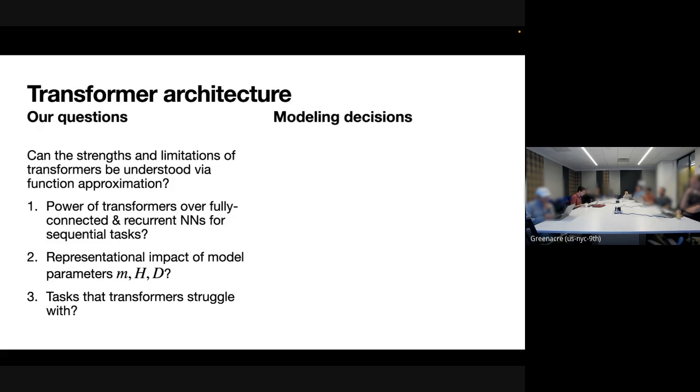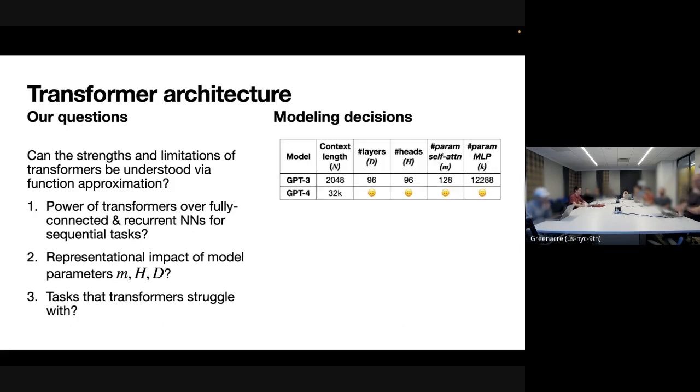All right, so briefly, before I get to my results, I wanted to talk about some of the modeling decisions that inspired it. One of the main things we can gather from looking at the parameter counts of some large language models is that the context length tends to be a lot longer than the number of parameters you have in a given unit of attention, which is one of the key things we're trying to emphasize here.